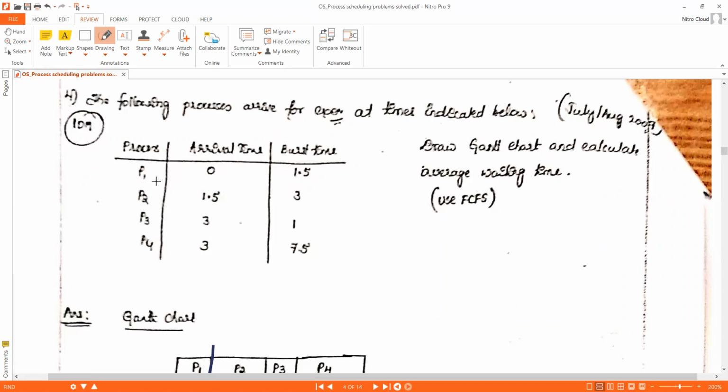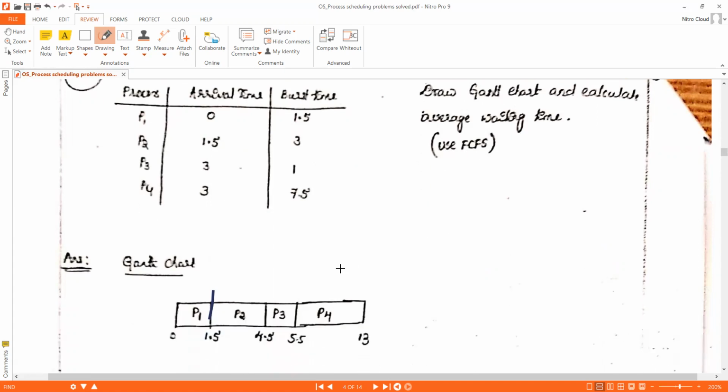And burst time for the process 1 is 1.5. Burst time for the process 2 is 3 milliseconds. Burst time for the process 3 is 1 millisecond. Burst time for the process 4 is 7.5 milliseconds. Okay. Here in this problem, arrival times are given, burst times are given, and processes are given. Draw the Gantt chart and calculate the average waiting time by using FCFS scheduling. First come, first serve scheduling algorithm.